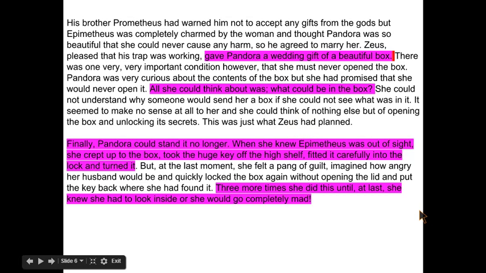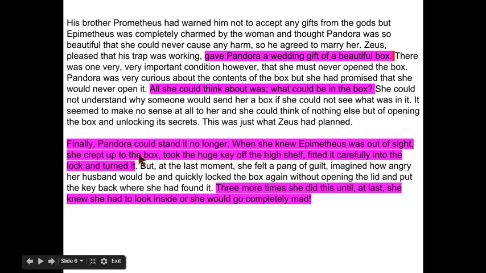Now, here's the next two paragraphs of the story. I don't want to read the whole thing, so I've highlighted a few events in purple. This is Zeus giving Pandora the box. This is where she becomes so curious that all she can think about is the box. What's in the box? That's all she's thinking about all the time.